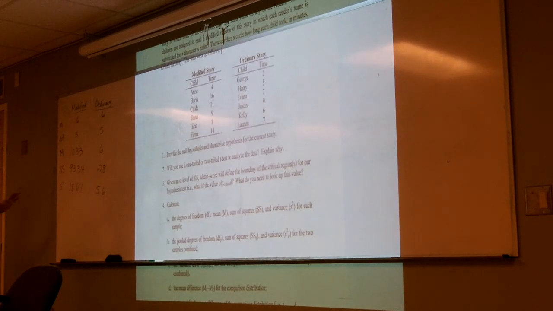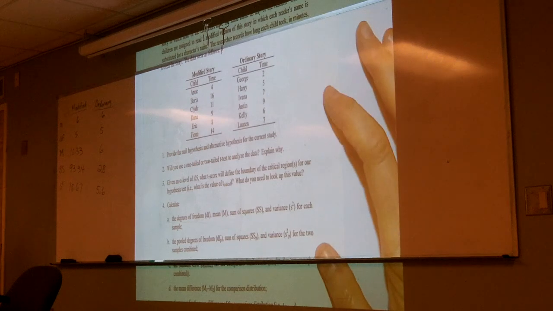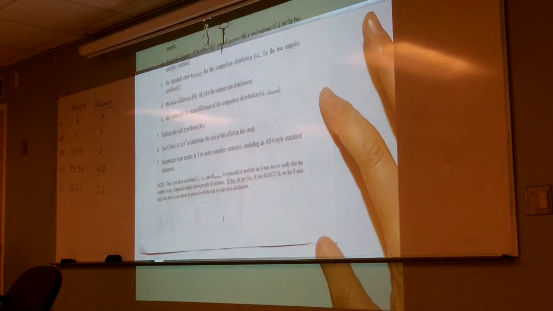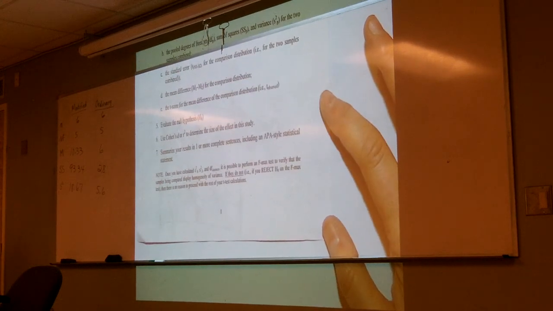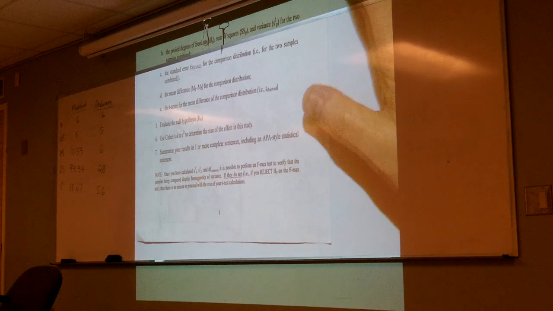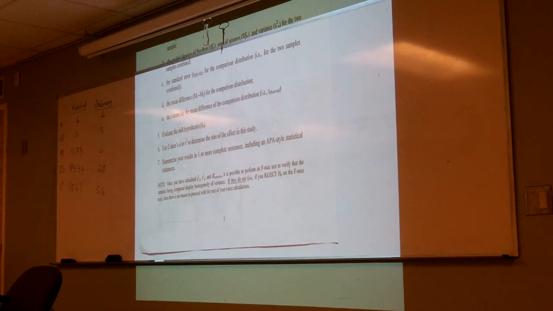Now, if you take a look at your worksheet, down here at the bottom, it says, once you have calculated the sample variance for group one and the sample variance for group two, and something called degrees of freedom common, I haven't even told you what that is yet, it's possible to perform an F-max test to verify that the samples being compared display homogeneity of variance. Oh my gosh, what the heck does that mean? But the next sentence gives us hope.